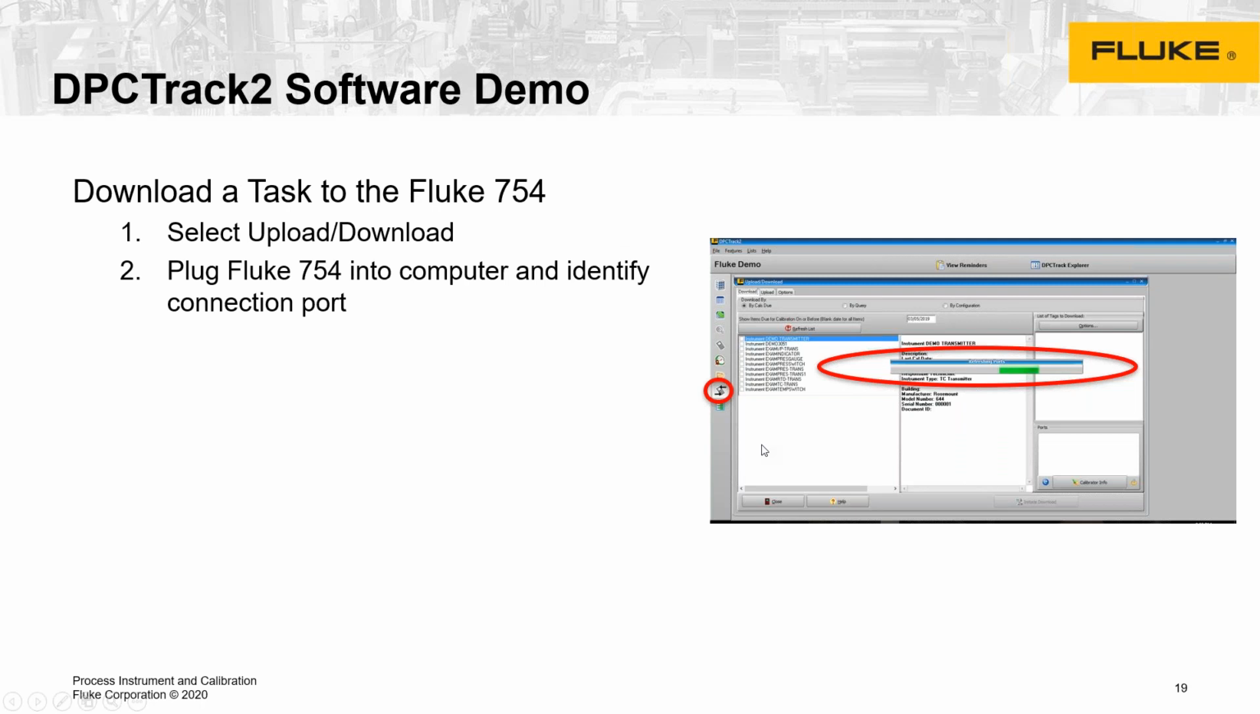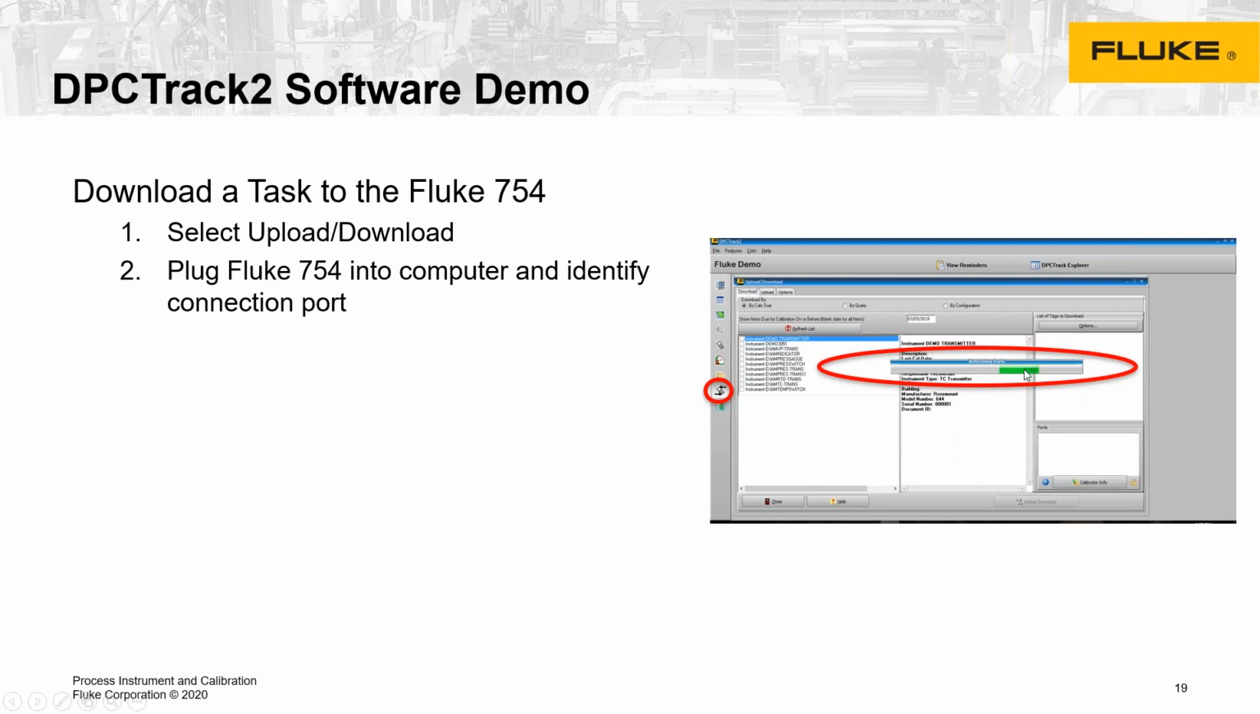So once we've created that task, we've saved that, you can set up multiple groups and set up multiple configurations for different types of procedures you would want to run. After we've saved that, we would select the upload download, which is indicated by a test instrument with 2 arrows. And at this point, we would be in the default download screen.